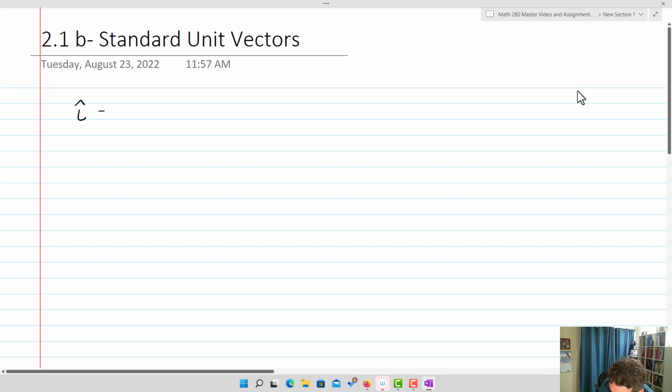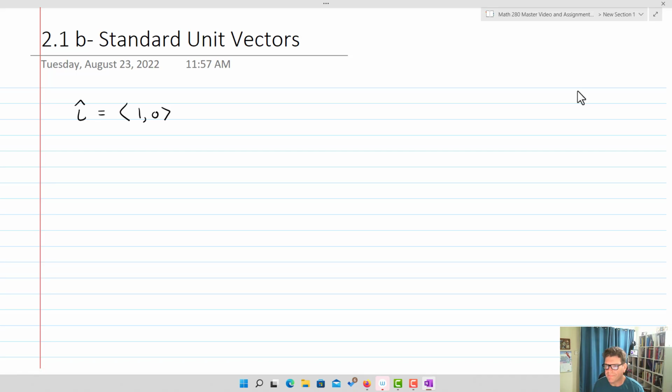We're going to call one i, and i is the standard unit vector. It's 1, 0. Rather obviously, it's got a length of 1. Okay, that's how long it is. And then we're going to have j, and j is going to be 0, 1. Okay, and so i is the standard unit vector in the x direction, and j is the standard unit vector in the y direction.